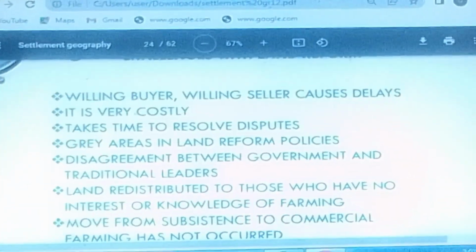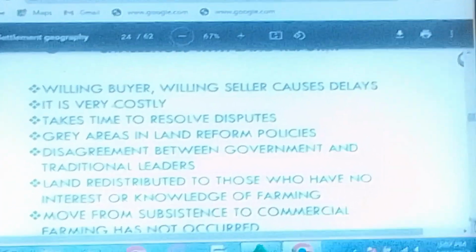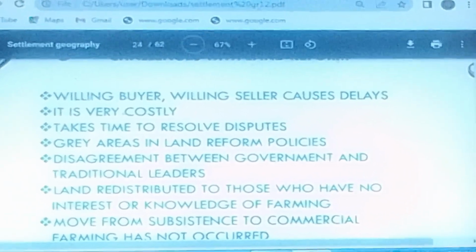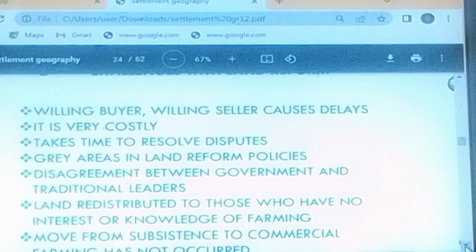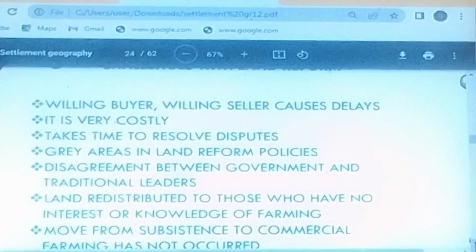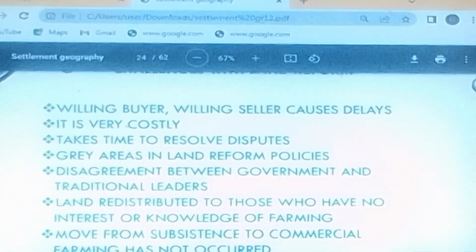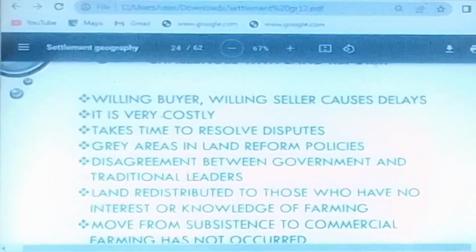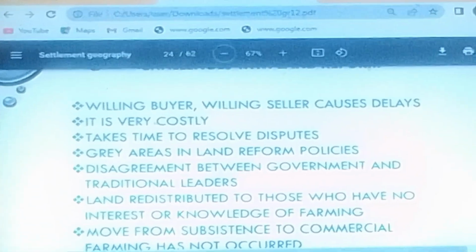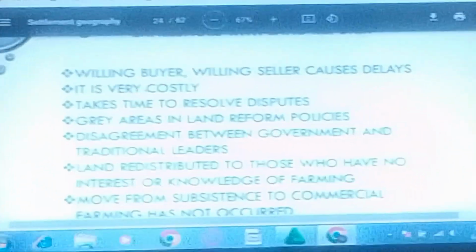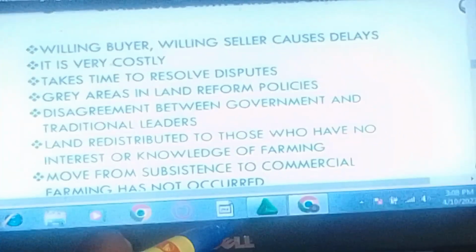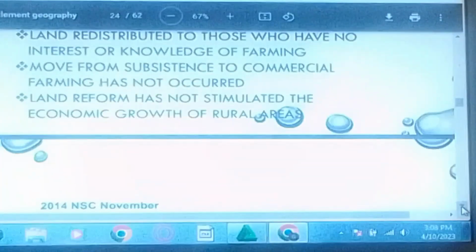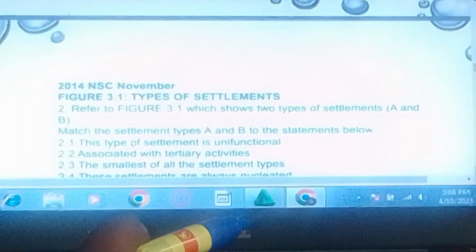Challenges of land reform. We know that even if you want to implement land reform, there are going to be challenges there. Corruption issues, willing buyer and willing seller causes delays. It is always very costly. There are grey areas in land reform policies, disagreement between government and traditional leaders, land redistributed to those who have no interest or knowledge in farming, and the move from subsistence to commercial farming has not occurred, because there isn't much education with regards to empowering people.